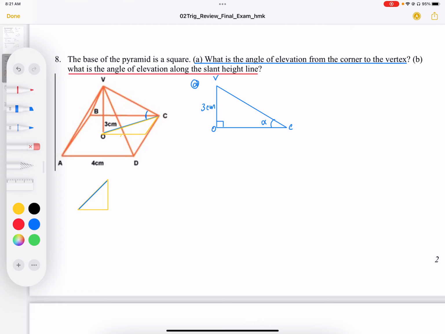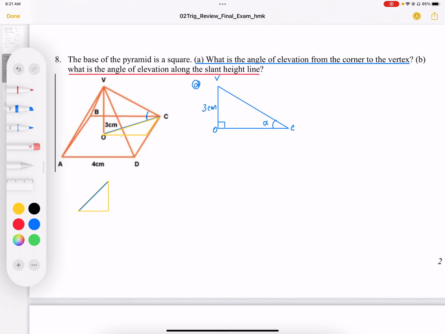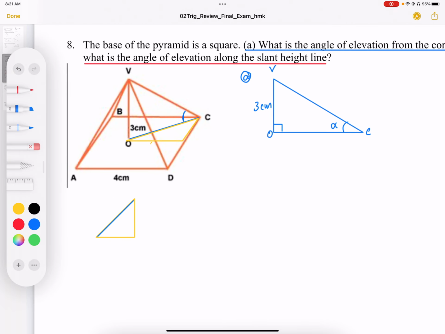So I've drawn that blue line from the center to the corner C, and that angle made there in the right triangle. So I've made my right triangle off to the right, made with V, O, and C. That angle is going to be the angle of elevation that we're looking for. To find an angle in a right triangle, we need to have at least two sides. We only have here the height of 3 centimeters.